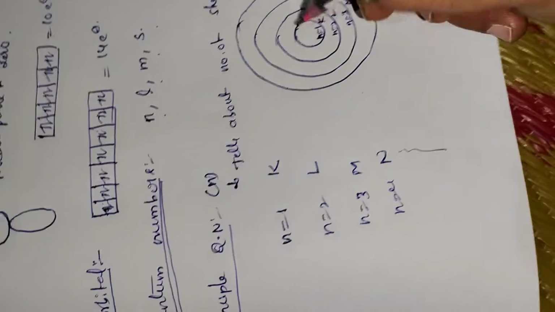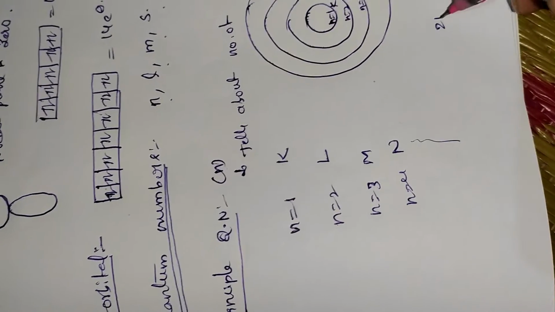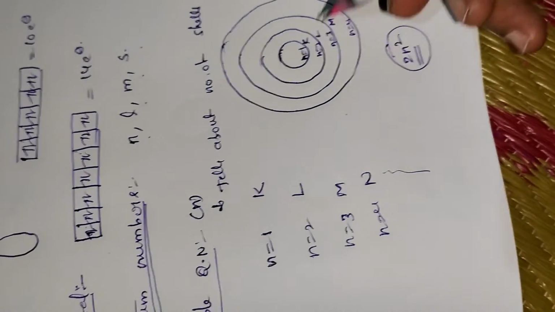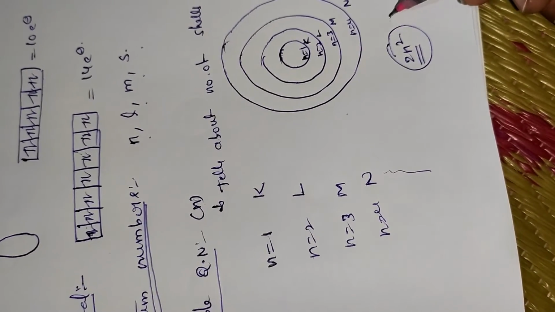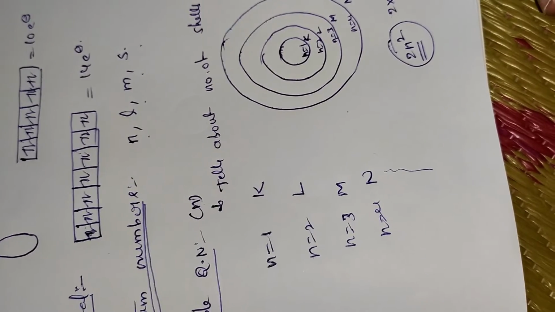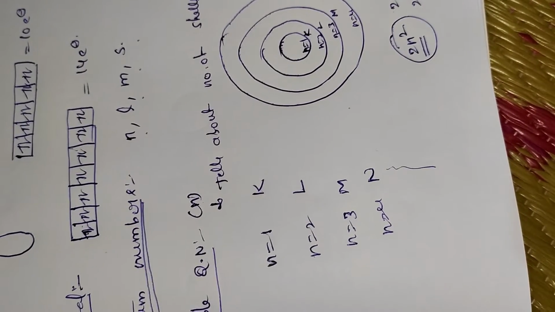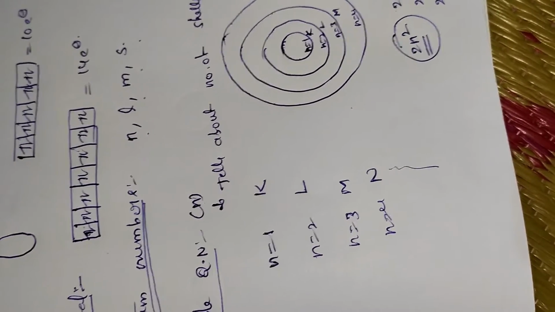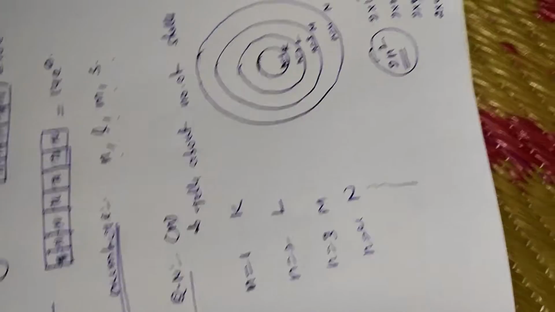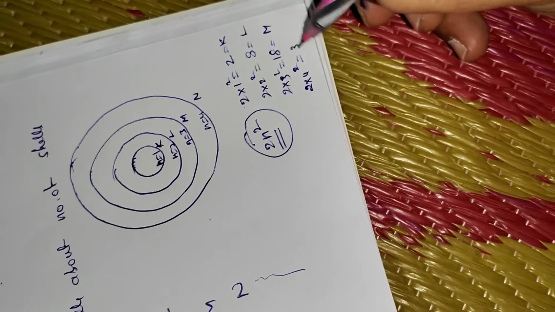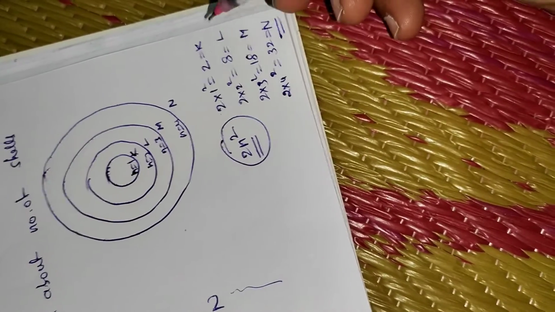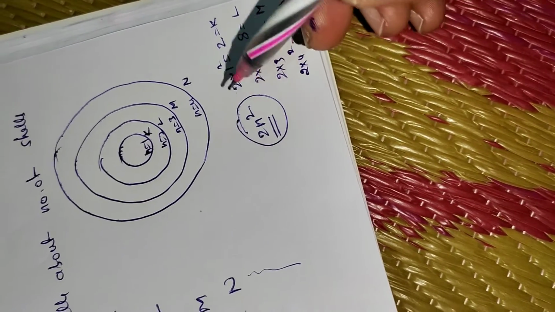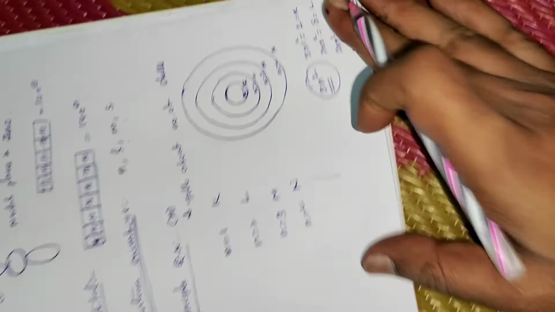Already we have discussed that each orbit has a maximum number of electrons. The formula is 2n square. The maximum number of electrons present in an orbit is 2n square. K shell: 2 into 1 square is 2 electrons. L shell: 2 into 2 square, total 8 electrons. M shell: 2 into 3 square, total 18 electrons. N shell: 2 into 4 square, we get 32. K shell means 2, L shell means 8 electrons. The 2n square formula gives the maximum number of electrons in an orbit. This is the principal quantum number.